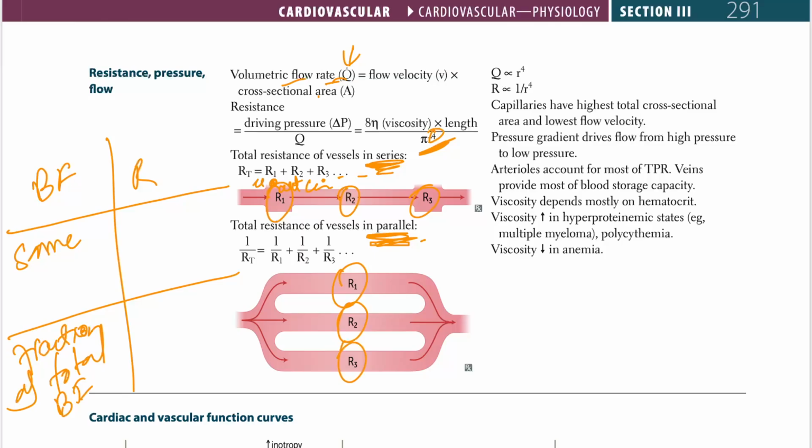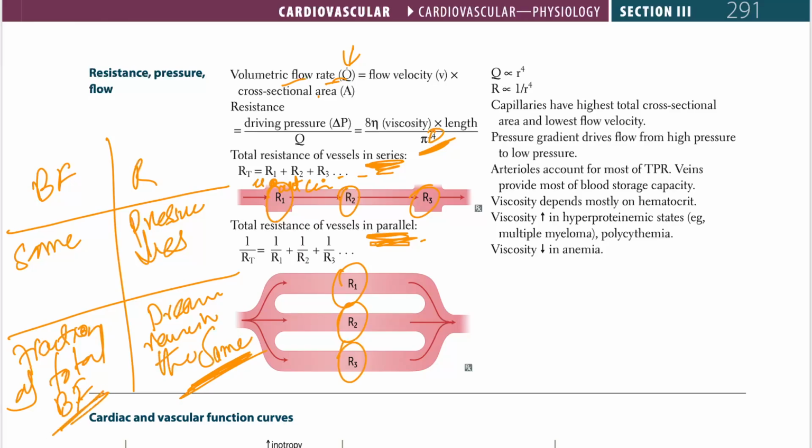While for the resistance, in series, as the blood flows, the pressure decreases as you move on from R1 to R2 to R3. While in parallel, with each parallel artery, the pressure remains the same. That's important, and this is also important. So two things are there, and that's all about your resistance and blood flow.